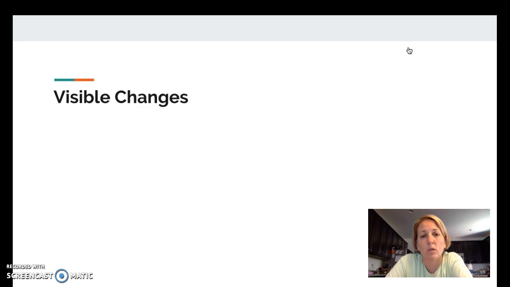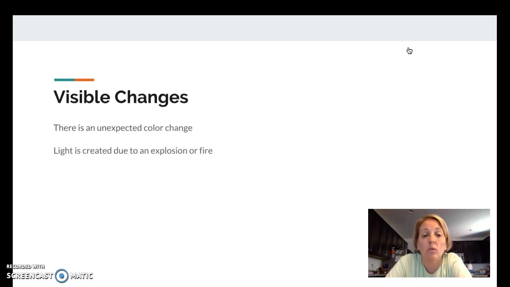Then there are certain visible changes that we can take a look at to determine if a chemical reaction has taken place. Is there an unexpected color change? Was light created due to an explosion or a fire? Those sorts of things. It's really important that with visible changes, we're looking with our eyes. If we can't explain the color change, then it's going to be a chemical change. If we see fire or an explosion, we light a match, anything with light being created will be a chemical change.